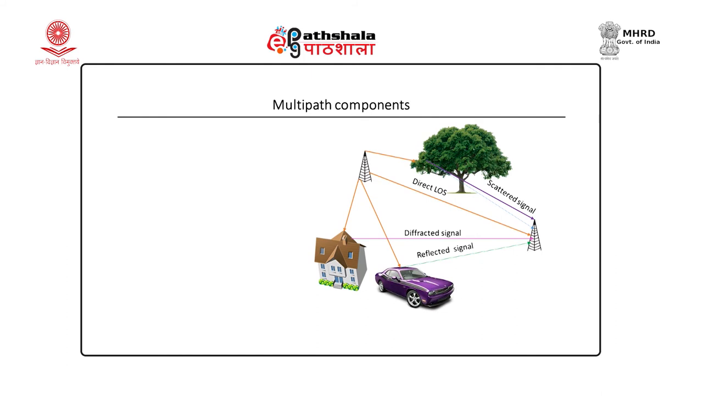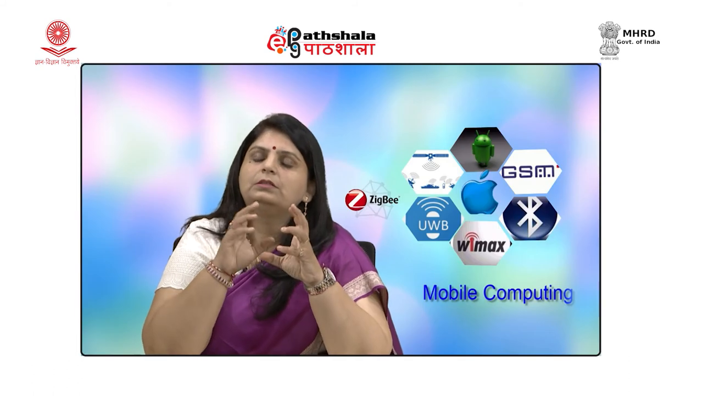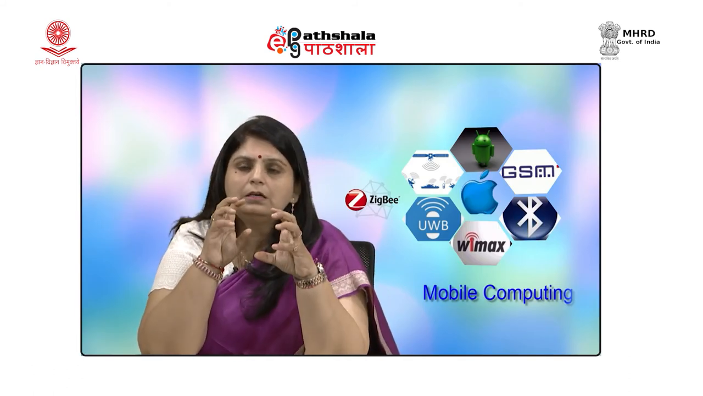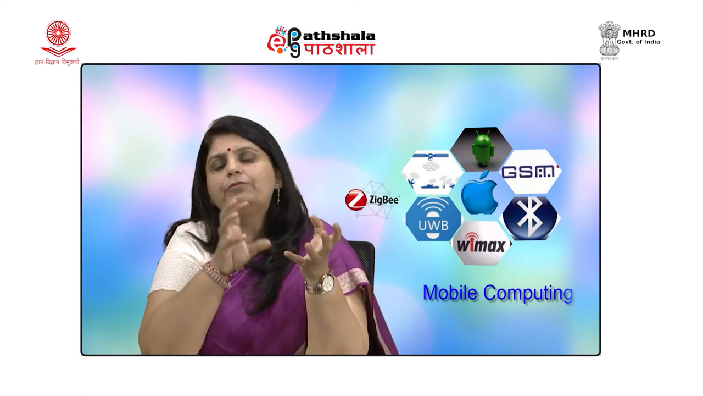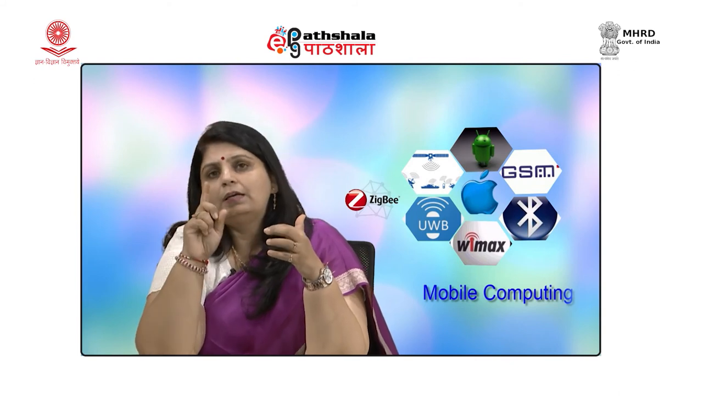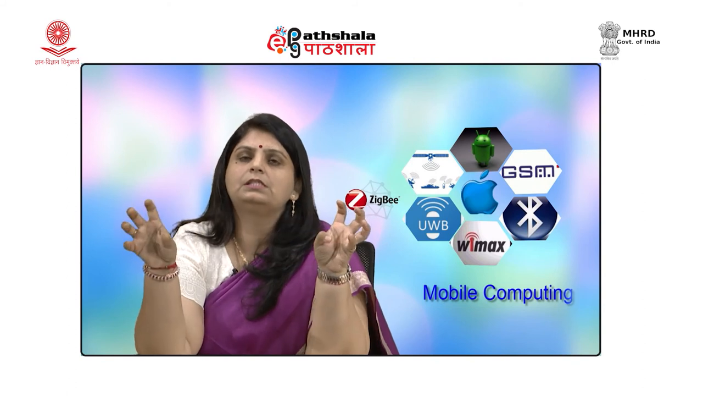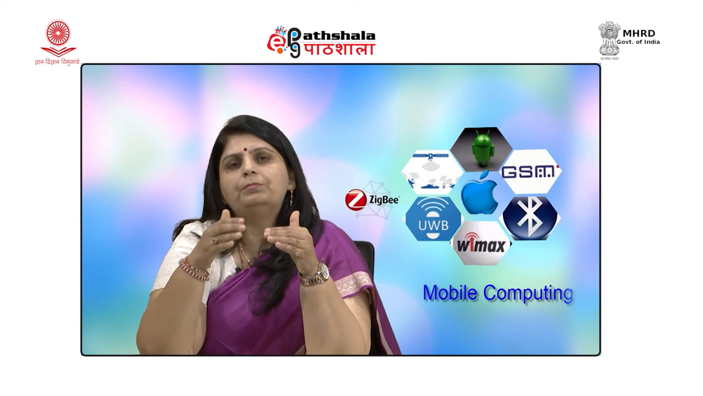So, you can see that from the transmitter, the signal reached the tree, it got scattered from the foliage and then it reached the receiver. Similarly, one signal reached by direct line of sight, the other got diffracted by the edge of the building and then it reached there, and another got reflected by the metal surface of the car and then it reached there. All these are known as multipath components. Now, the first thing is that the different components which are getting reflected or diffracted or scattered will follow different paths. At the same time, they will also travel different distances. Some distances might be long, some might be short.